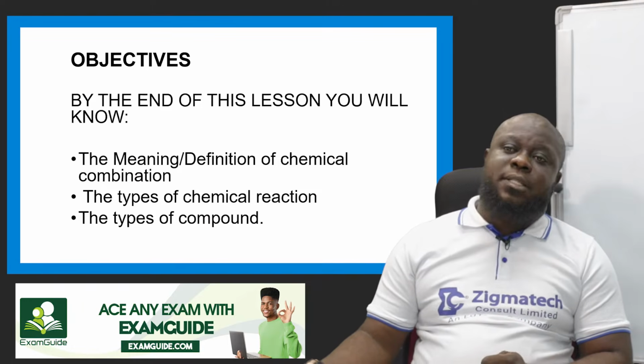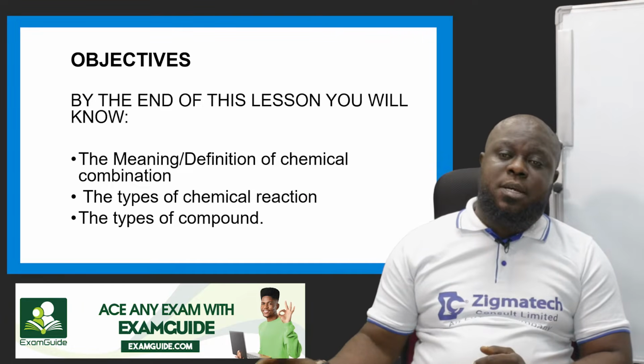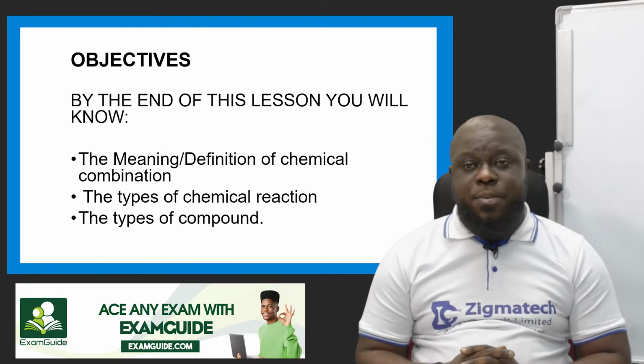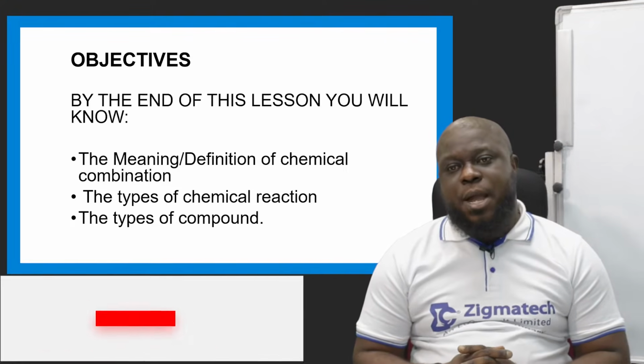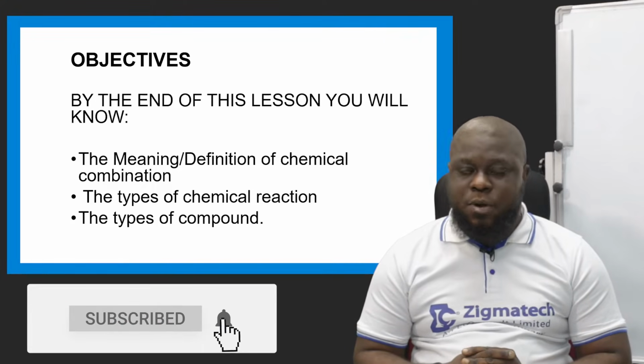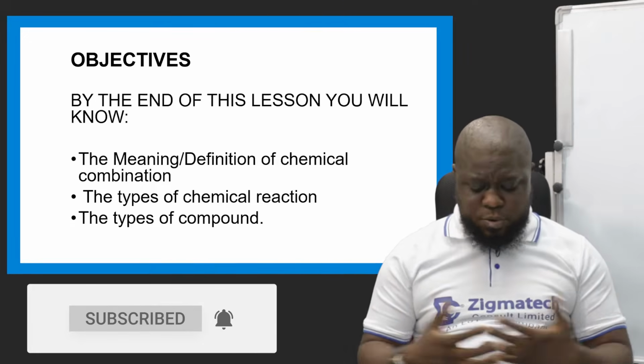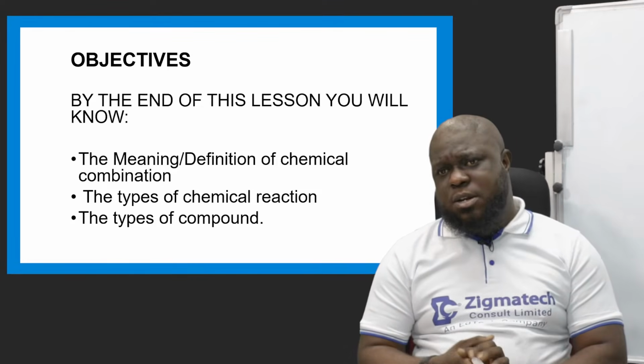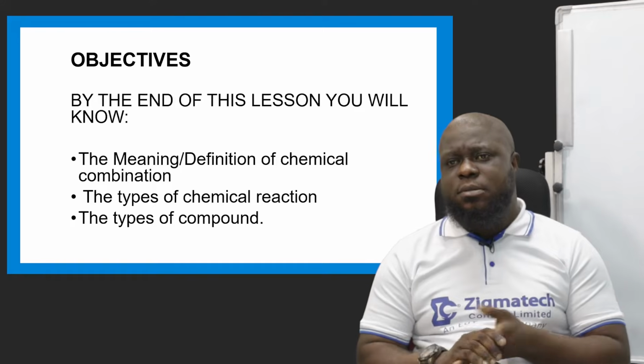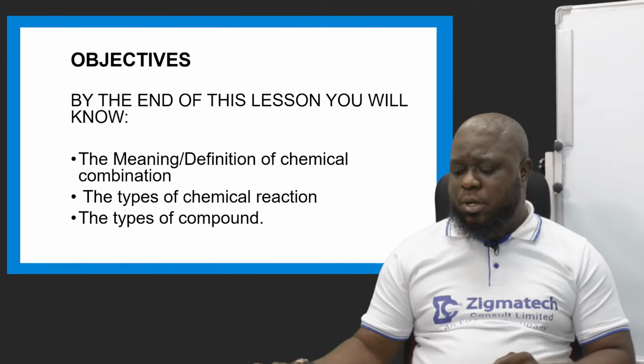By the end of the lesson, you will know the meaning and definition of chemical combination, the types of chemical reaction, and the types of compound. Your textbook at IJMB did not tell you the meaning or the definition of chemical combination, okay?